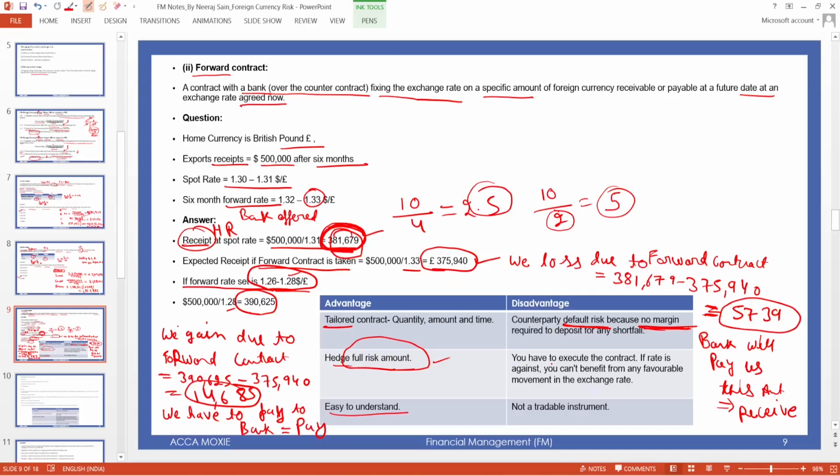So next, you have to execute the contract. It's an obligation that you have to execute the contract, right? And it is not tradable.